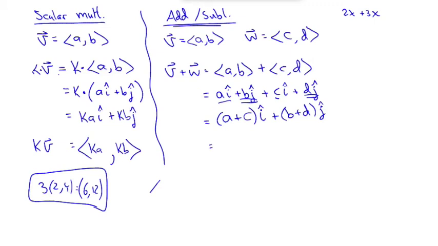So this becomes in component language, A plus C, comma, B plus D. Just chill there, Ryan. You'll be fine. So, adding vectors together, you add their first components and then their second components.